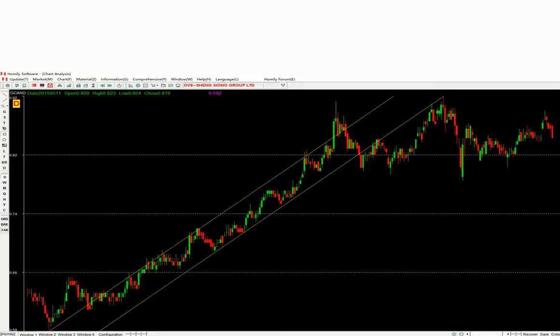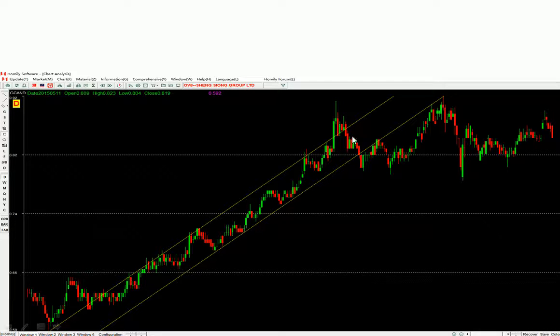For the upward channel, we know that there are 1 buy point and 3 sell points. 1 buy point is here when the price touch the support. But here is the buy point or not? No, because 3 sell points. Here is the first sell point. Then here, when the price touch the upward channel, here is the sell point. When the price upward breaks through the upward channel, here is another sell point.